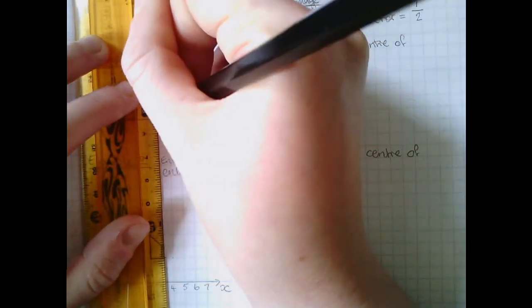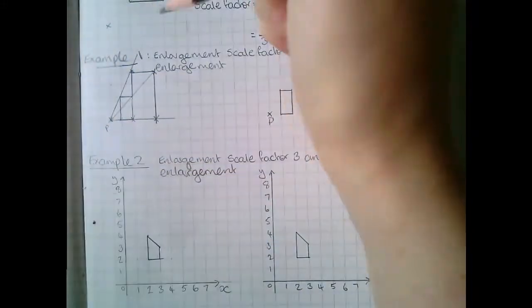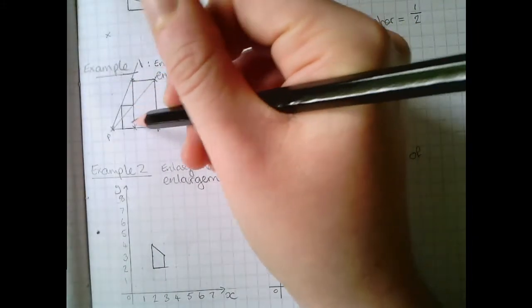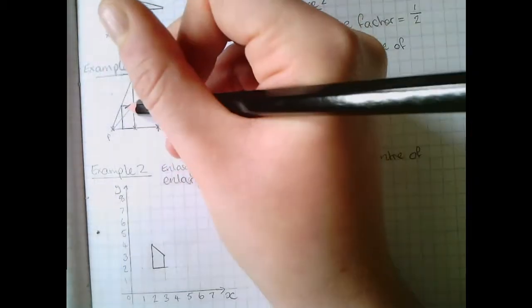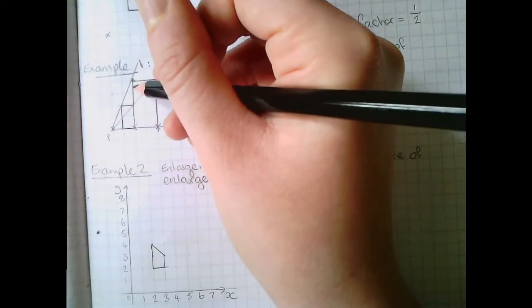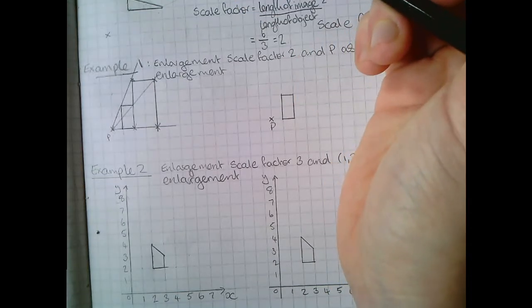And join them up. And we can see that that has worked. I would always check that your side lengths are twice as long in your image as they are in the object. So this is 1 long, this is 2, this is 2 high, and this is 4 high. Perfect. So that's 2 times bigger.